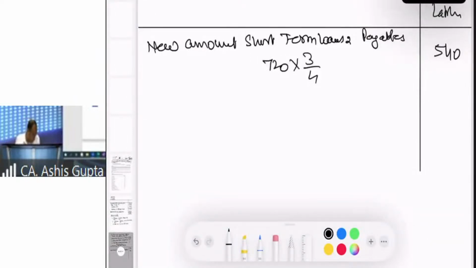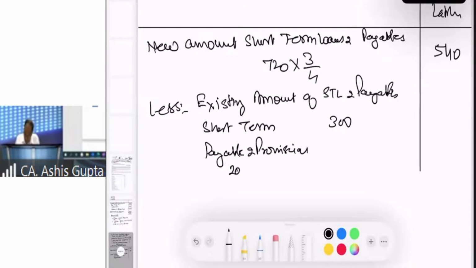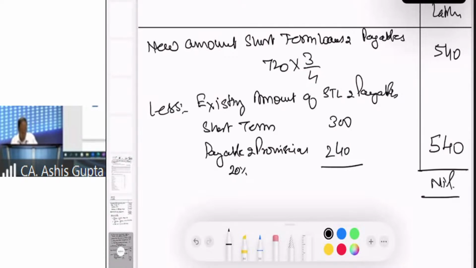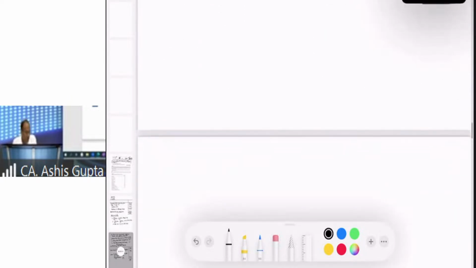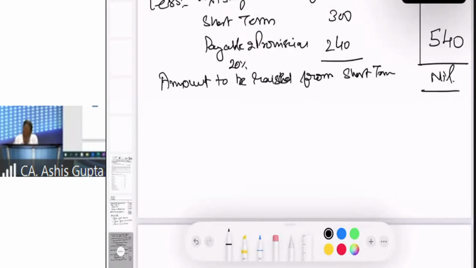Okay, 540. Now less the existing amount of short-term loan and payables. Short-term loan is 300 and payables and provisions 200 plus 20%, 240. So 540 will be increased. So the requirement will be nil. Okay, students, so there will be no amount to be raised from short-term sources. So it will be nil.